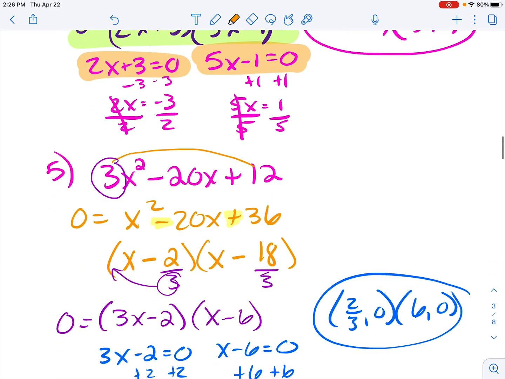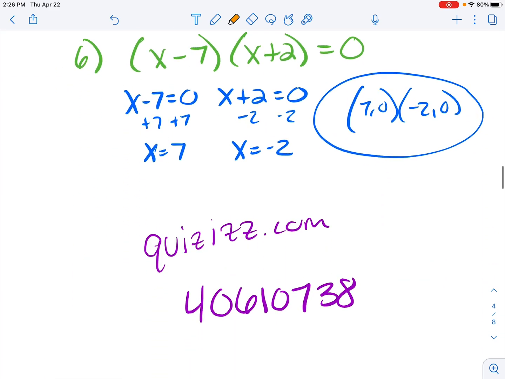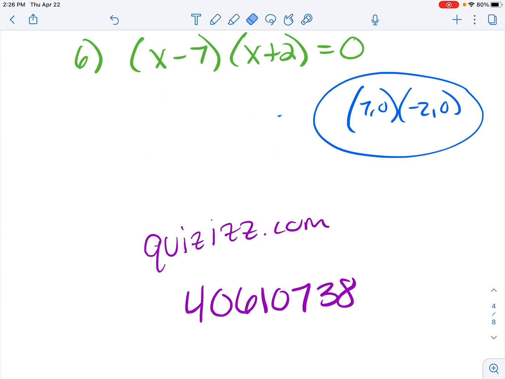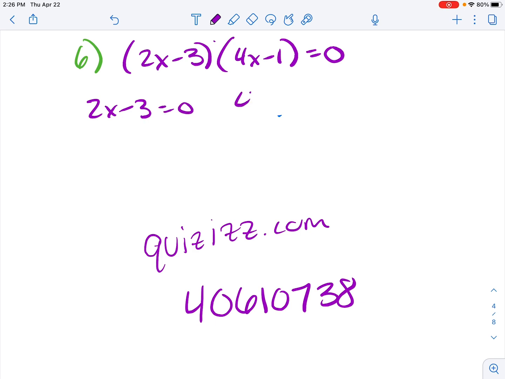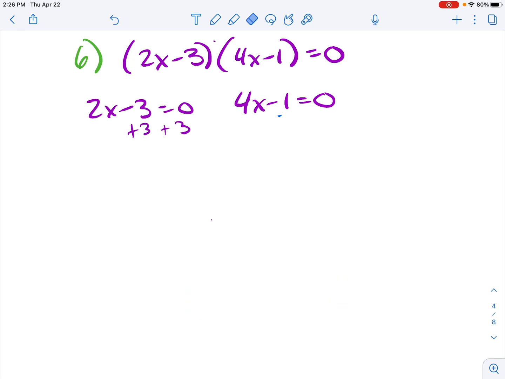You can also do it if it's already factored for you, like this example. Actually, let's do a different one. If we have 2x minus 3 times 4x minus 1 equals 0, I'm going to take each parenthesis and I'm going to set it equal to 0. And this one's a little bit longer because there's 2 steps to solving. You're not just adding and subtracting. So for the first one, we're going to add 3 to get 2x equals 3. And then we're going to divide each side by 2. So x equals 3 halves.